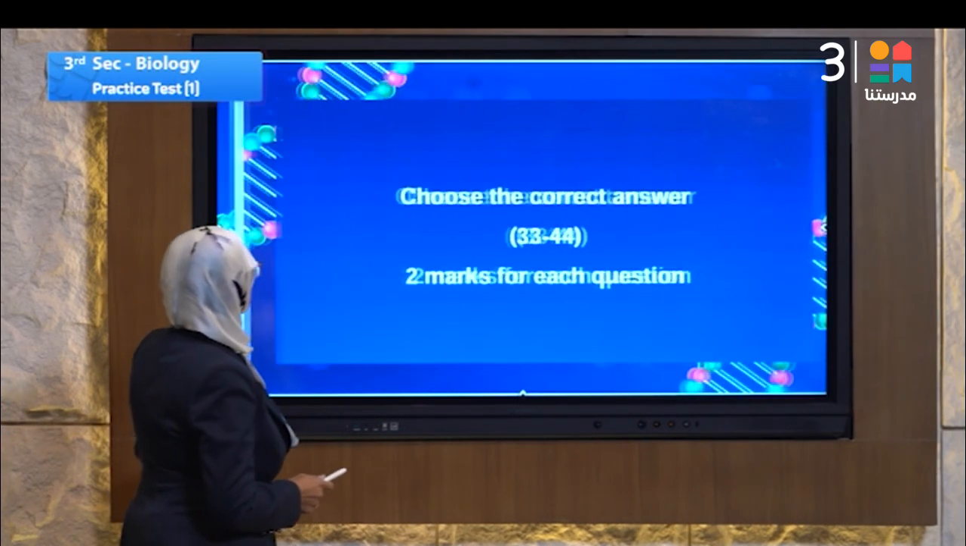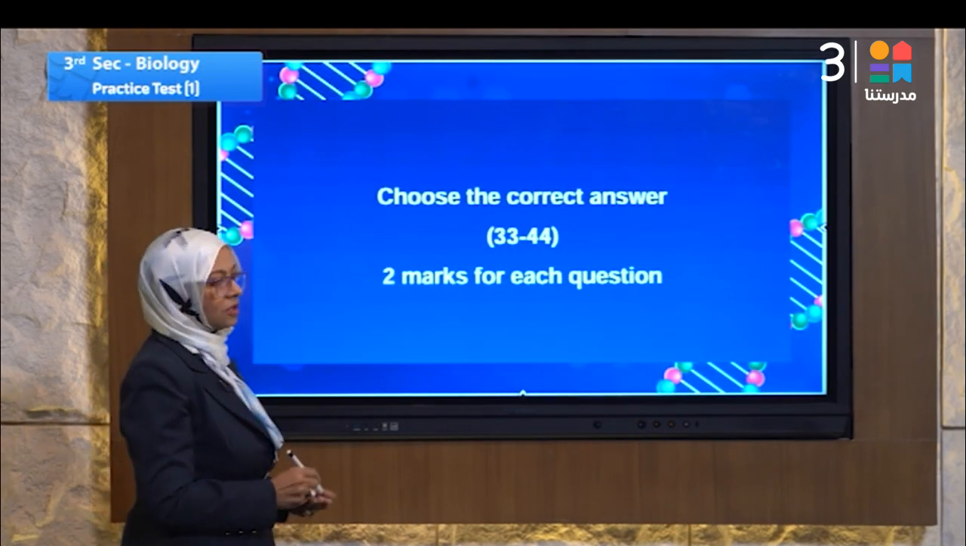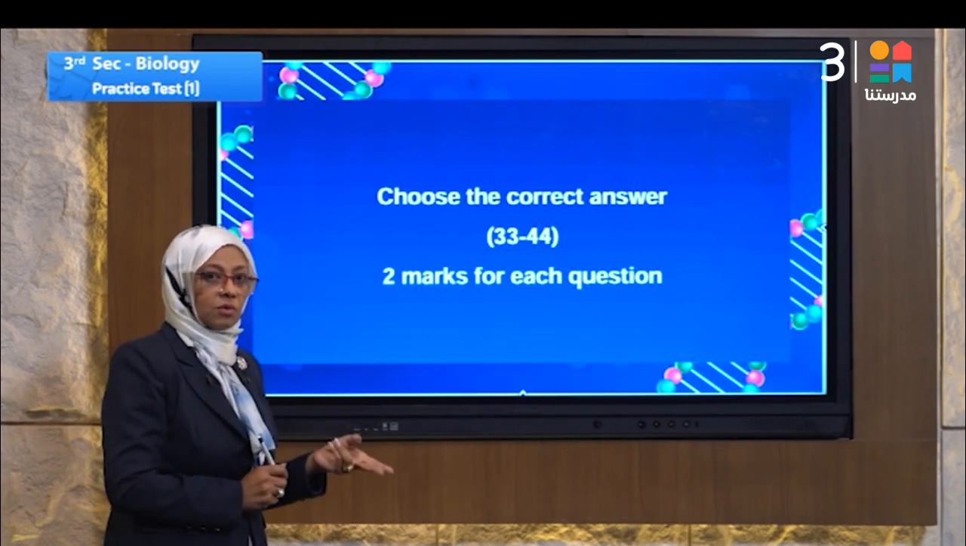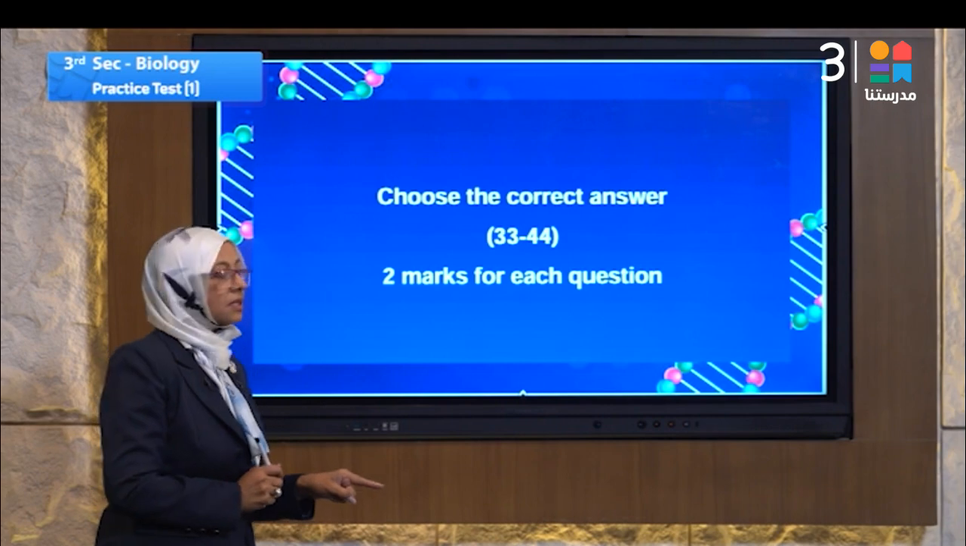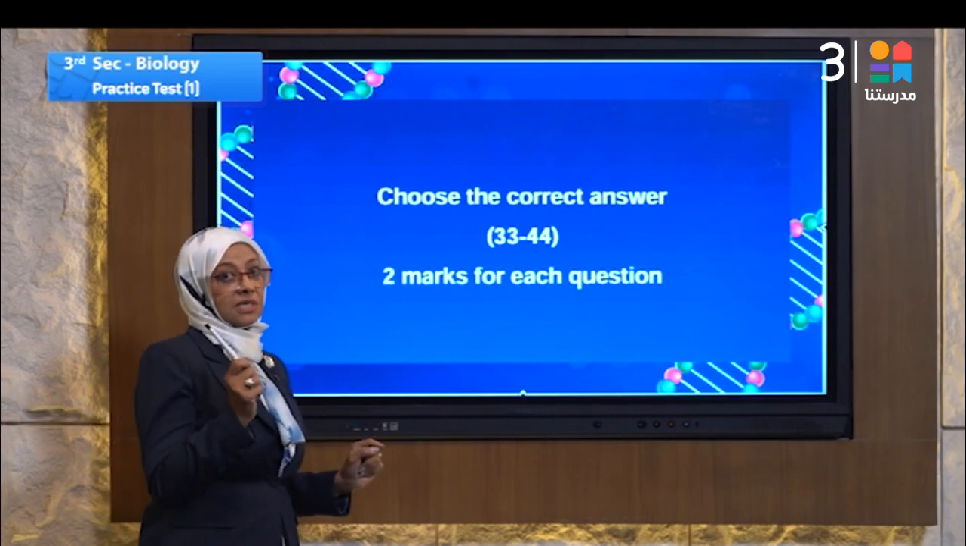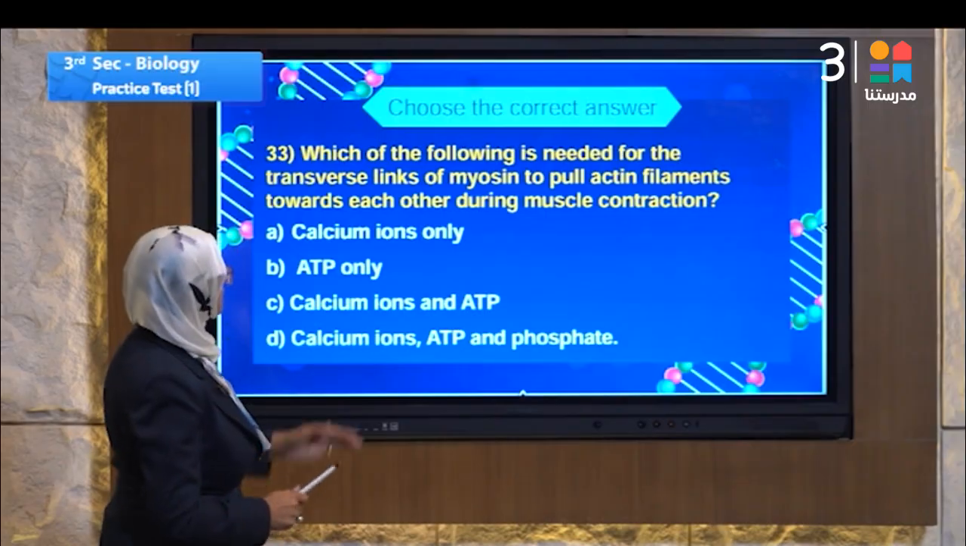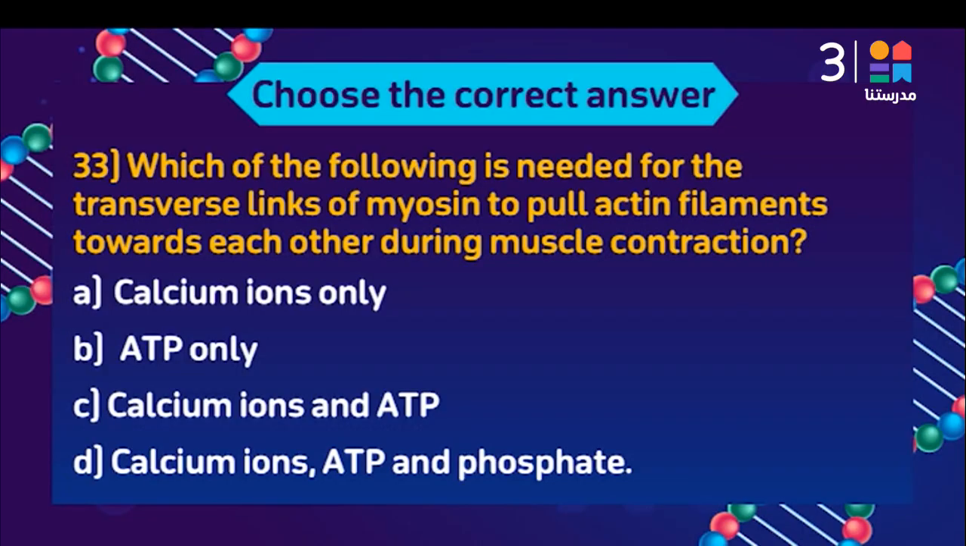Let's go to 33. 33 to 44, there are questions with 2 marks. So we must consider that. We must think carefully. Let's go to 33. Let's read this question carefully. Which of the following is needed for the transfer of myosin to polyactin filaments toward each other during muscle contraction?